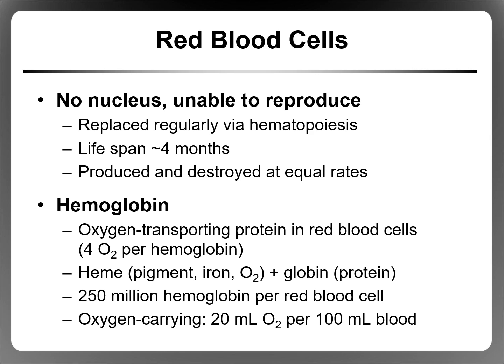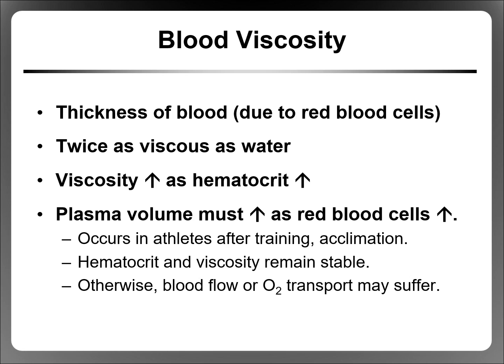You have 250 million hemoglobin per red blood cell. So then we know each hemoglobin holds 4 oxygen. So your blood has the capacity to hold a lot of oxygen. This means our blood can carry about 20 milliliters of oxygen per 100 milliliters of blood.